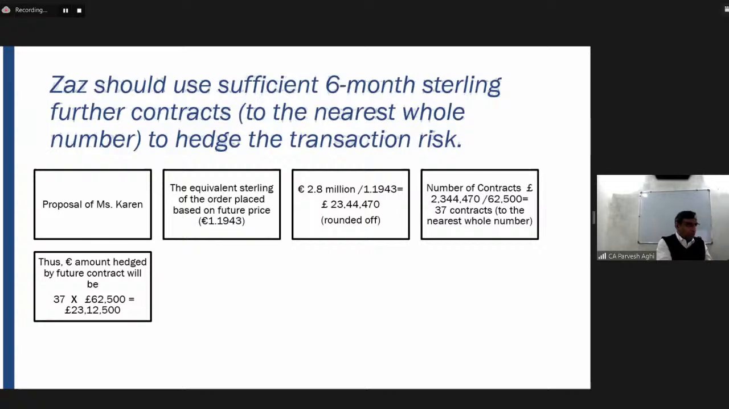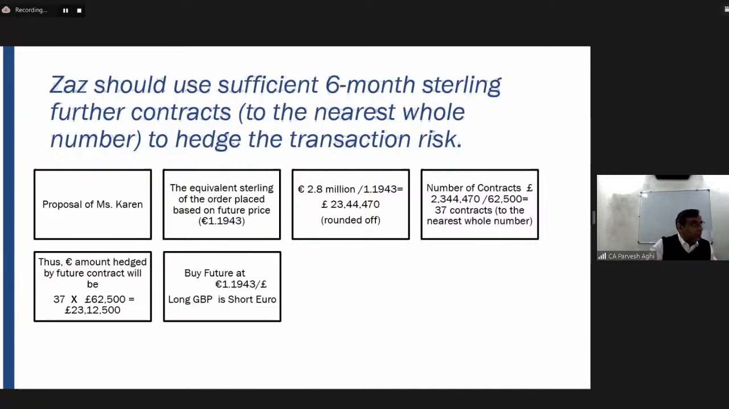So then, buy our future. Again remember here that he's an exporter, and he would actually take a long position in euros. Or rather, he's an exporter, so he'll be taking a short position in euros.